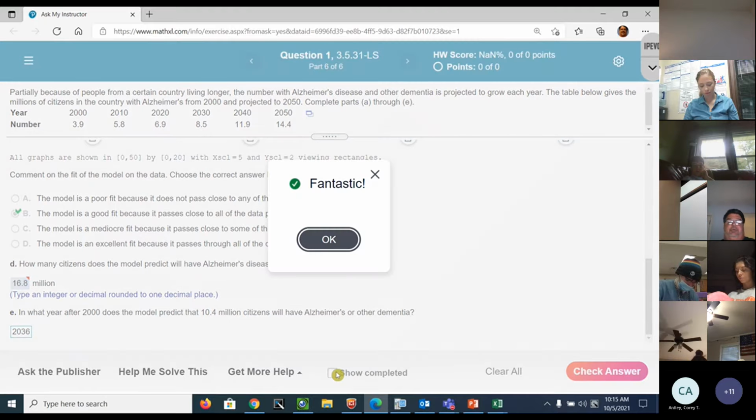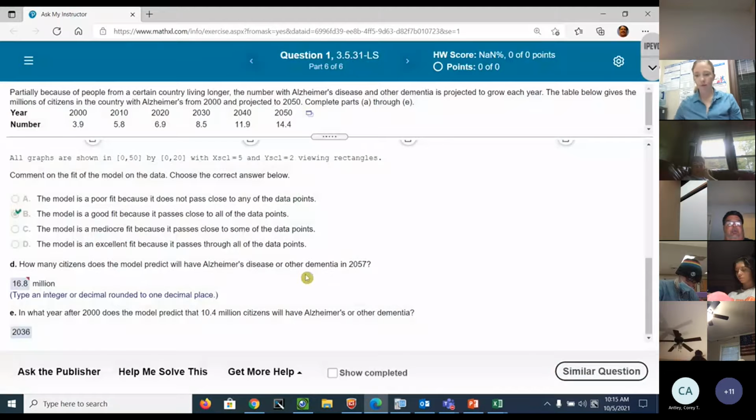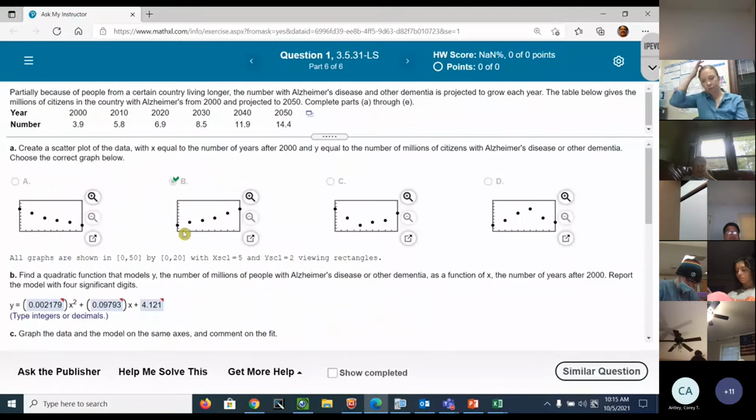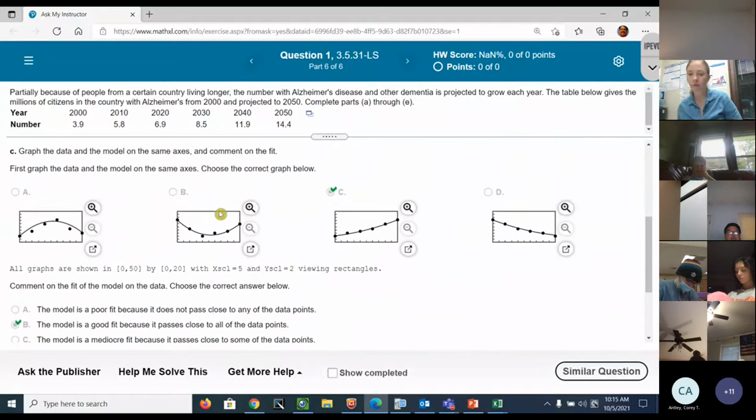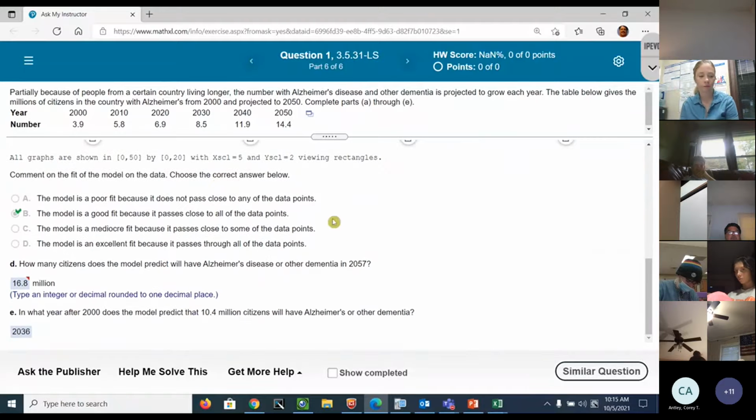Now, all of those are good test questions, but I would not put this on a test because there's too many parts. But each one is a good test question, but not all together.